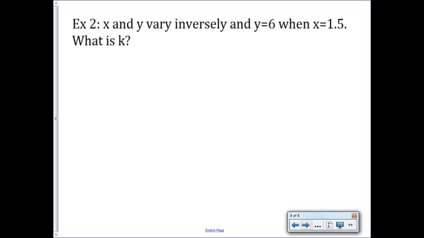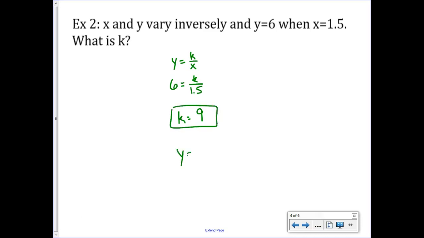x and y vary inversely with y equals 6 when x equals 1.5. What is k? Well, inverse variation is y equals k over x. So if I plug in 6 for y and 1.5 for x, multiply both sides by 1.5, so 6 times 1.5, k equals 9. So what is k? k is 9. That would be y equals 9 over x if it wanted the formula for inverse variation.